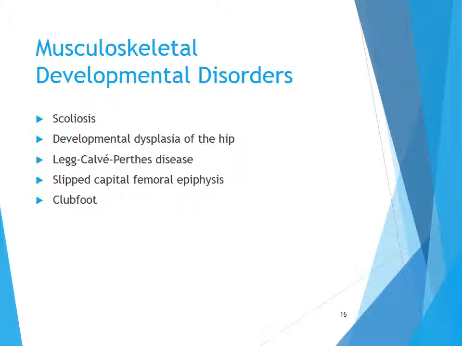Oftentimes, these children are put in the Ponseti casting method. It's the standard of care for clubfoot treatment. It requires weekly, gentle stretching and manipulation of the misaligned bones, followed by application of a well-molded long leg plaster cast. Correction of the deformity is obtained within 6 to 8 weeks of casting, with a percutaneous tendo Achilles lengthening, which is frequently performed before the final cast application.